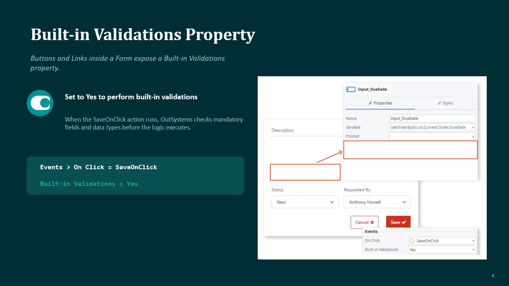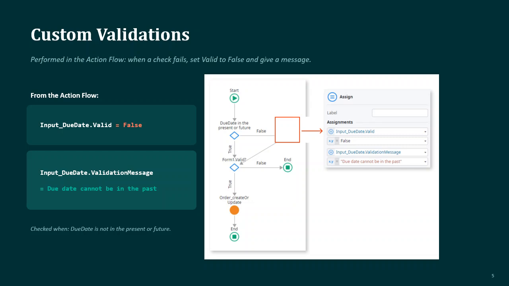The Save button on our order form has an on-click action, SaveOnClick, and its built-in validations property is set to yes. That single setting tells OutSystems to run all the built-in checks, mandatory fields, and data types automatically whenever this button is clicked. Here is a real example from the action flow.